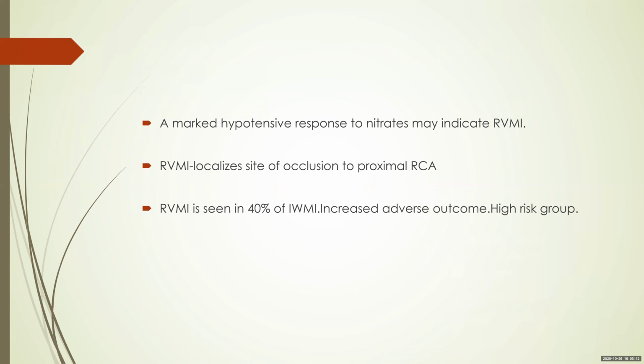So we have several combinations of MI in inferior wall. It could be purely inferior wall, it could be an inferior wall plus posterior wall, it could be an inferior wall plus lateral wall, it could be an inferior wall plus posterior wall plus lateral wall. In all subgroups, if you add an RVMI, the mortality shoots up. The adverse mechanical complications or electrical complications also increase.